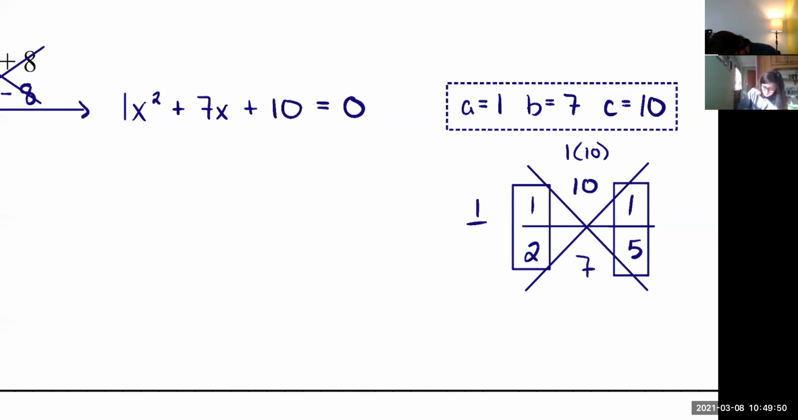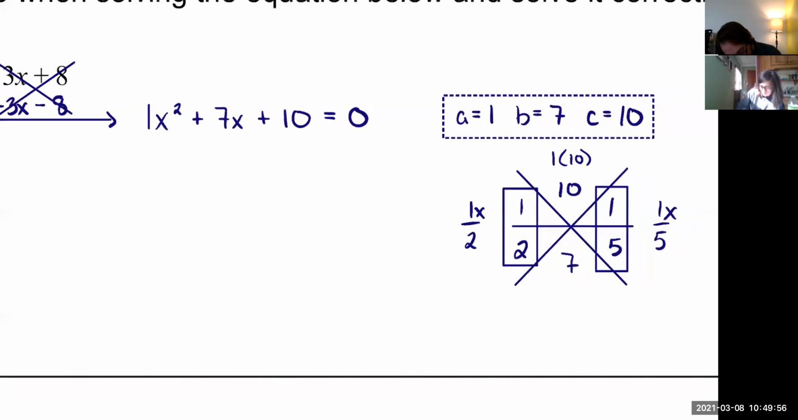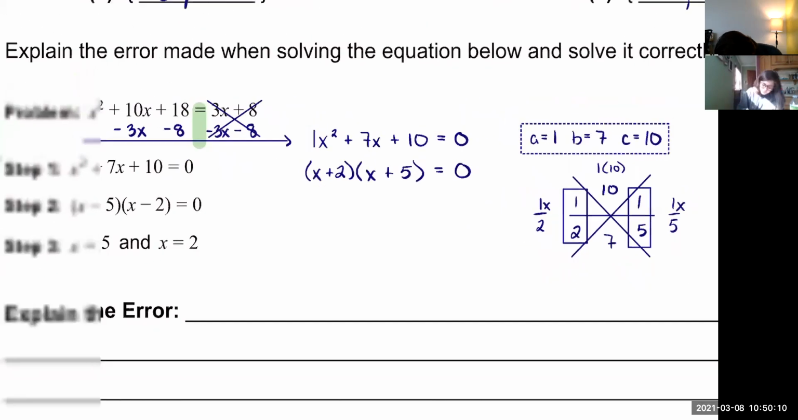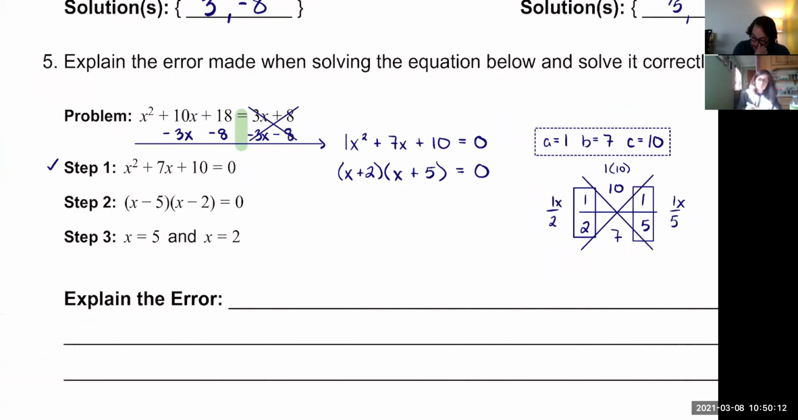So we'll still have one with the 2 and one with the 5. Bring back my variable x. I'm hearing that the second step is wrong. Let me write this out real quick. 1x plus 2 times 1x plus 5 equal to 0. Zoom back out to see theirs. Uh-oh, they have x minus 5 and x minus 2.